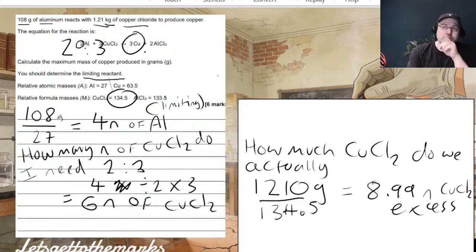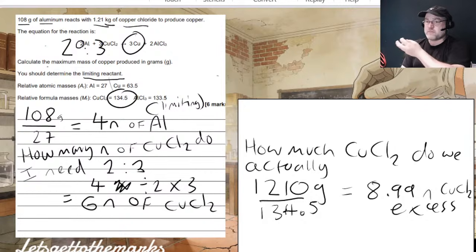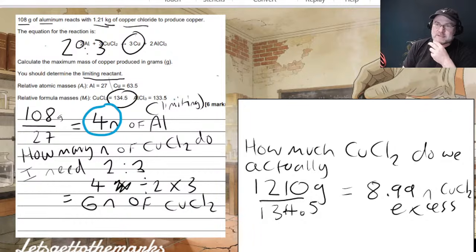Right. They're asking us how much copper is actually produced. Do I use aluminium, or do I use this? Well, I can't use the copper chloride. Well, I can if I use 6, but the 8.99, 2.99 is left over. So I would recommend always, when you're trying to find how much product you've made, use the limiting reactant, because that is the maximum amount of product we can make.